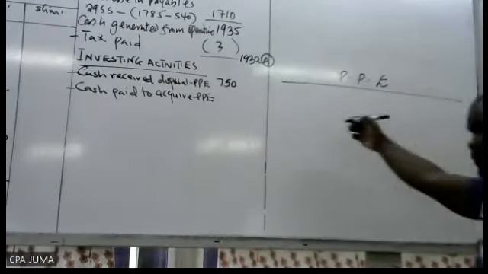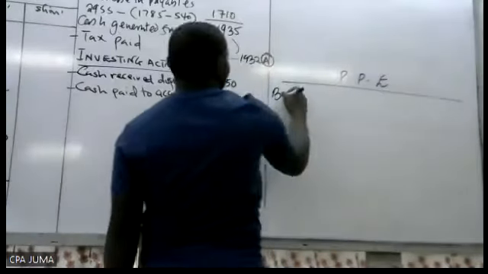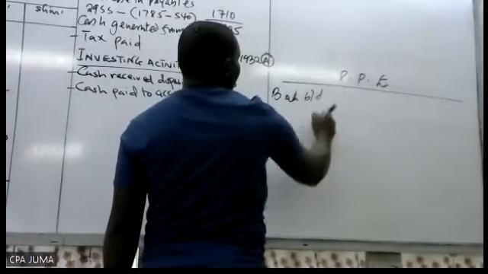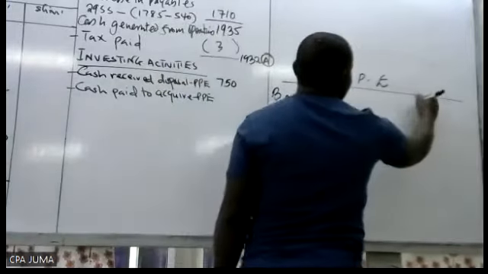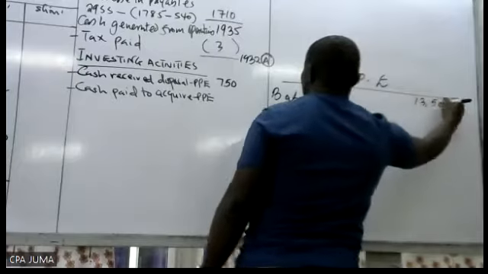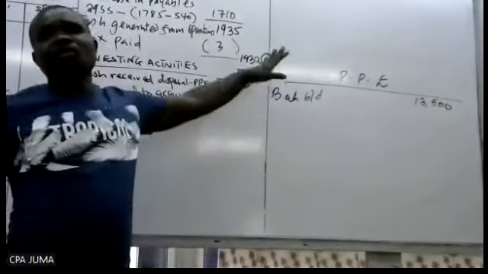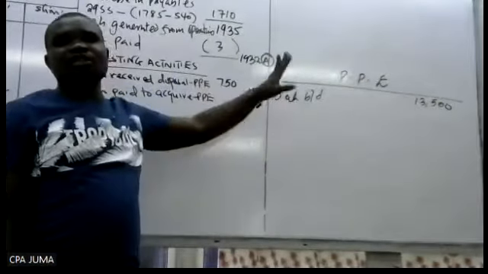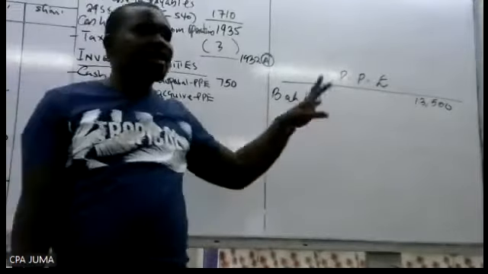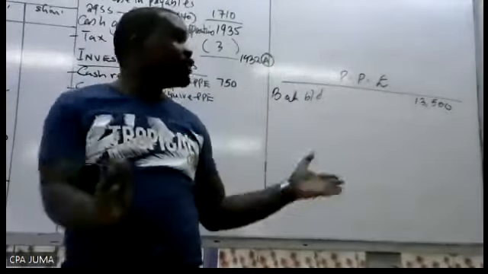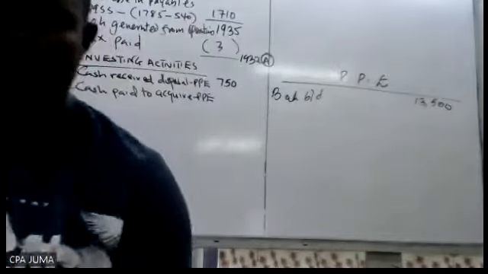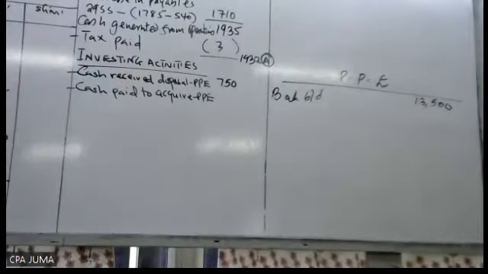Balance brought down, PPE at the beginning. 13. Good. Now you go to note 1. We bring anything touching on PPE, you bring them accordingly, from note 1 to the last note, then we compare with the closing. Very easy. So let's go to note 1.